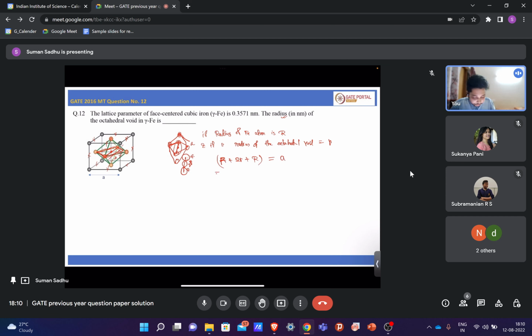So now we can write 2 into capital R plus small r is equal to a, or capital R plus small r is equal to a by 2, so small r is equal to a by 2 minus capital R. Now in order to estimate the octahedral void size, we need the relationship between this capital R, that is the radius of one iron atom, and the lattice parameter of this FCC unit cell. So anyone has any idea how we can calculate this relationship?